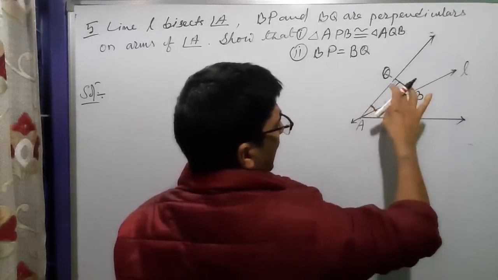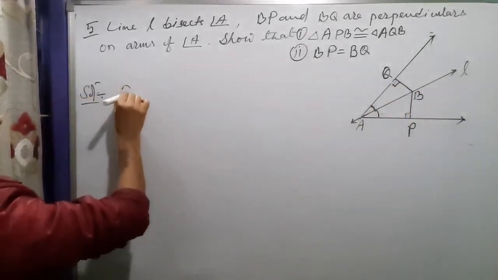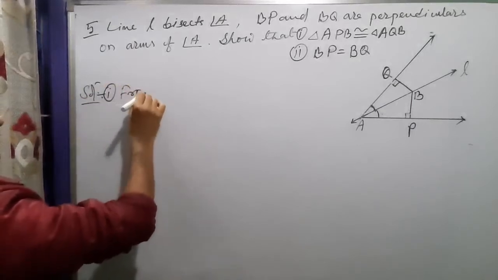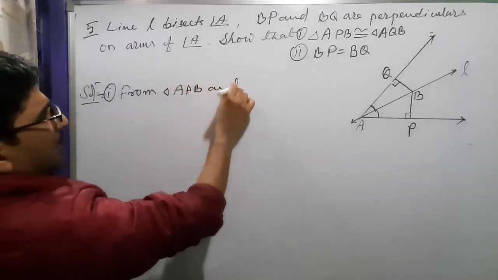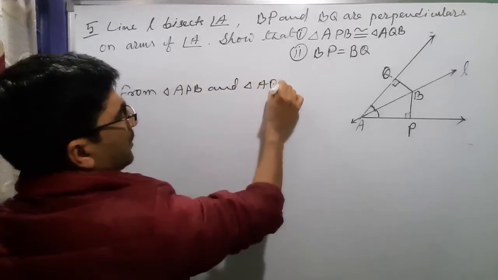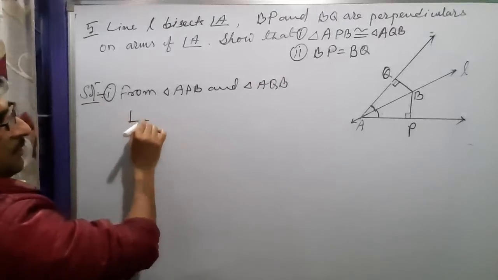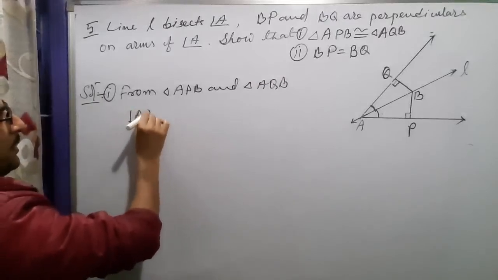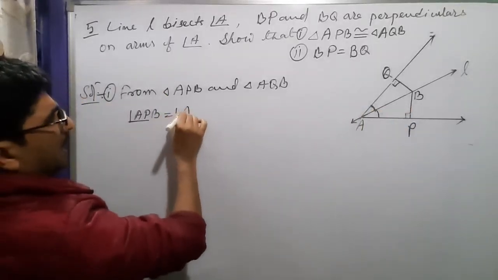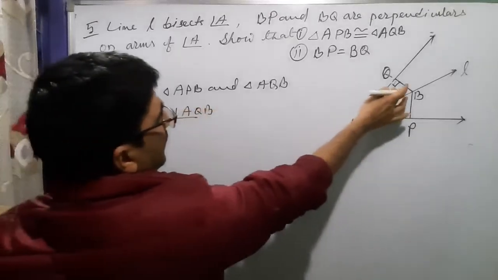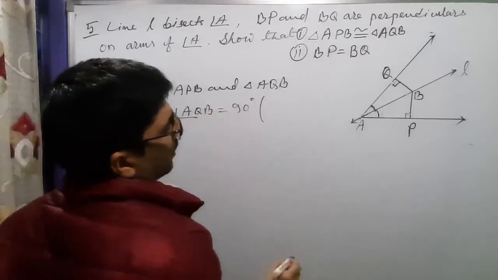Therefore, according to angle side, these two triangles are congruent. Simple. Okay, so we can just write from triangle APB and triangle AQB. From these two triangles, straight you can write, no problem at all. Angle APB is equal to angle AQB, which means this angle is equal to 90 degrees. Both are 90 degrees. Why?